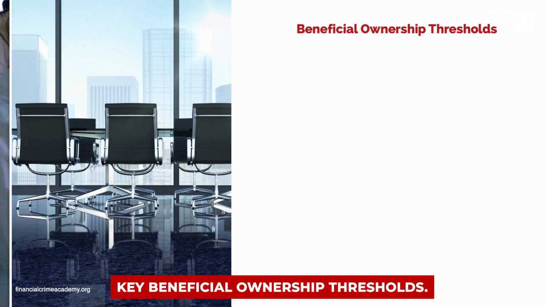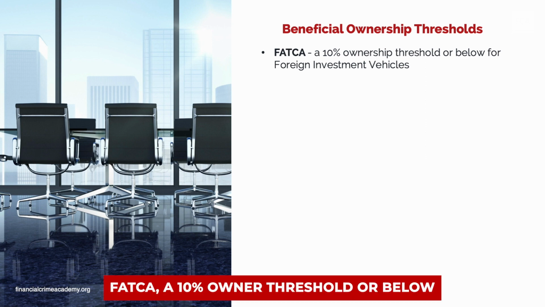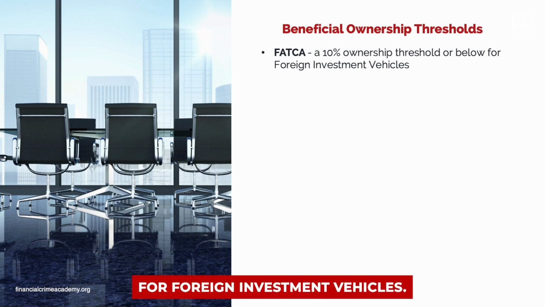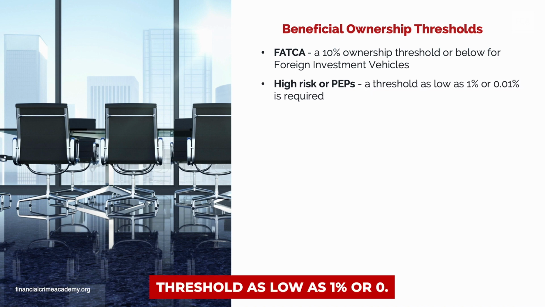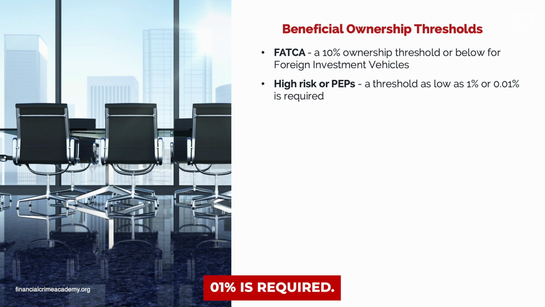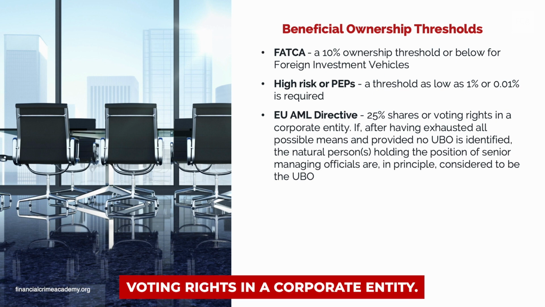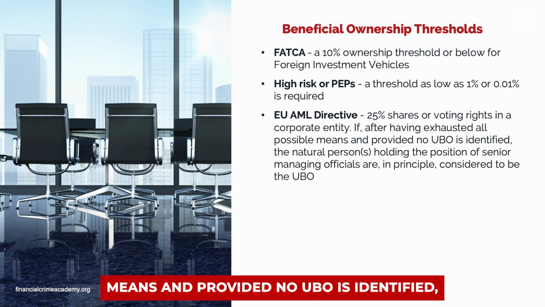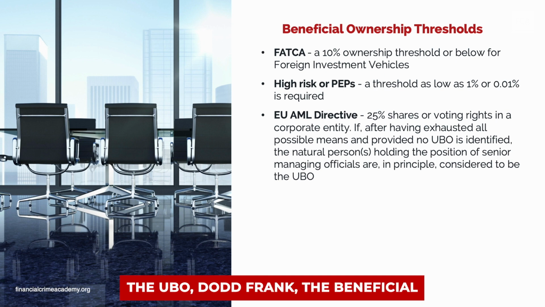Key beneficial ownership thresholds. The following are the key beneficial ownership thresholds prescribed by different organizations and bodies. FATCA: a 10% owner threshold or below for foreign investment vehicles. High risk or PEPs: a threshold as low as 1% or 0.01% is required. EU AML Directive: 25% shares or voting rights in a corporate entity. If after having exhausted all possible means and provided no UBO is identified, the natural persons holding the position of senior managing officials are, in principle, considered to be the UBO.